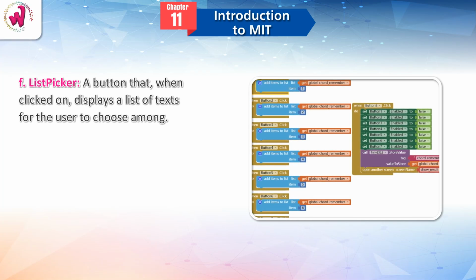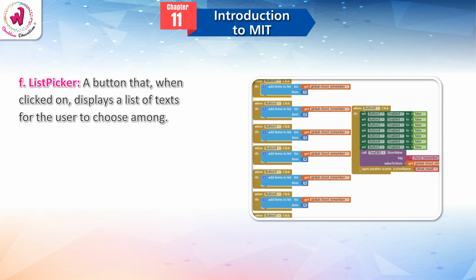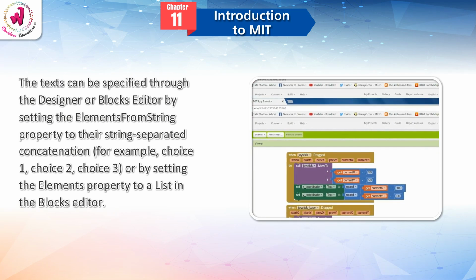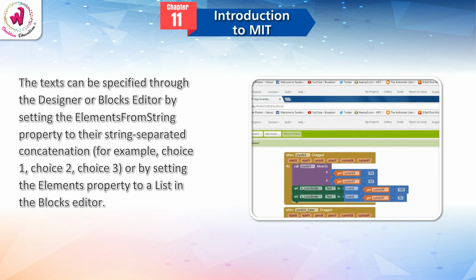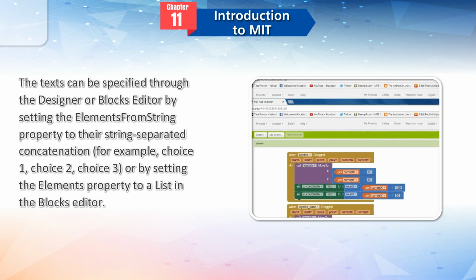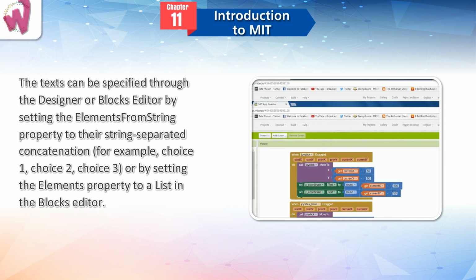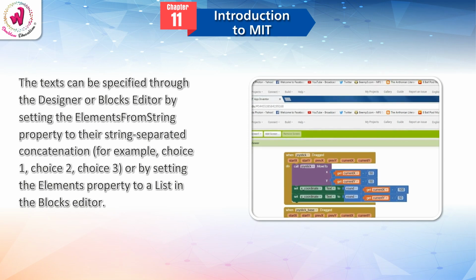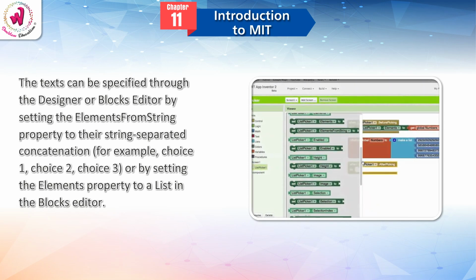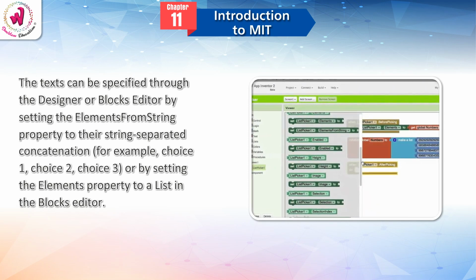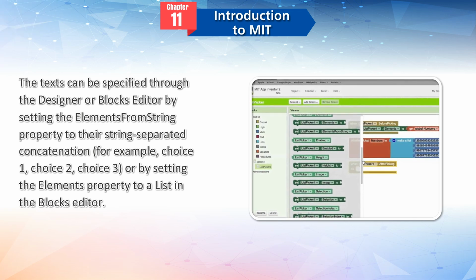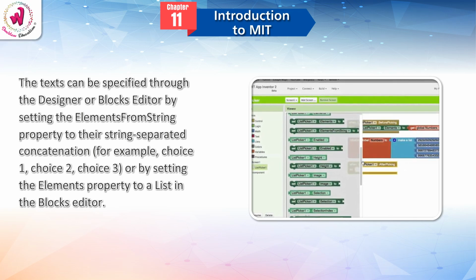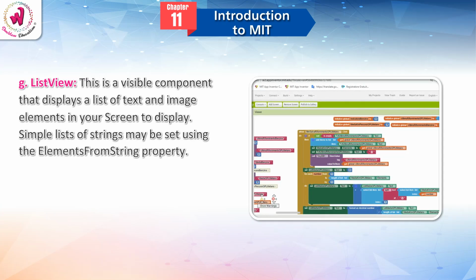F. List picker. A button that, when clicked on, displays a list of texts for the user to choose among. The texts can be specified through the designer or blocks editor by setting the ElementsFromString property to a comma-separated concatenation, for example, choice 1, choice 2, choice 3, or by setting the Elements property to a list in the blocks editor.